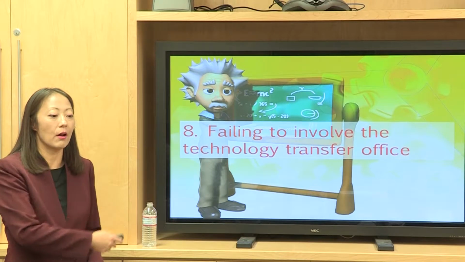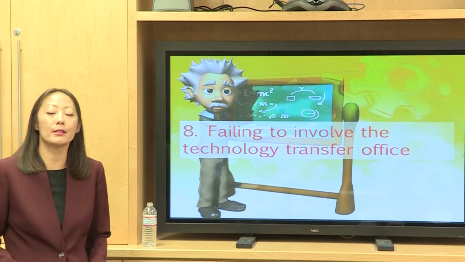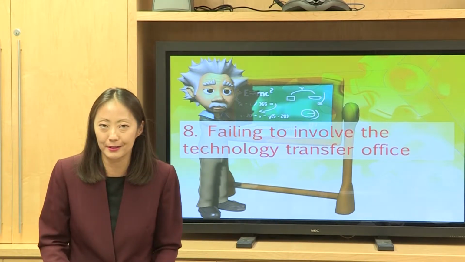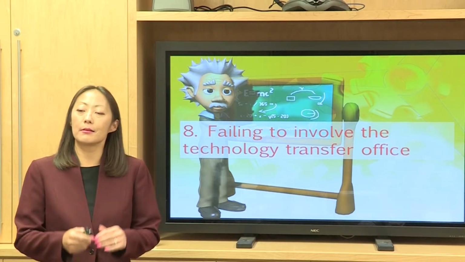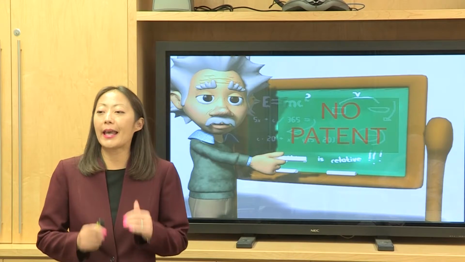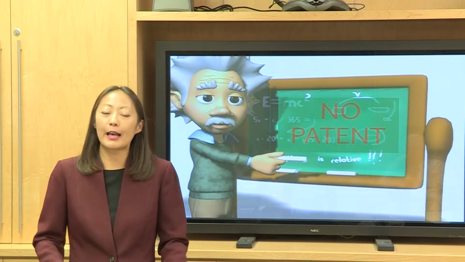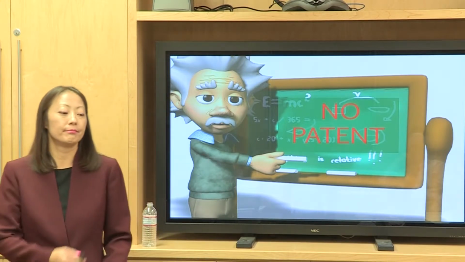So try to be objective, understand that it's not an attack on your invention, and we're just trying to figure out what's best. Failing to involve the technology transfer office is a big problem, one of the biggest problems, because the result is you get no patent. You gotta involve them, talk to them.